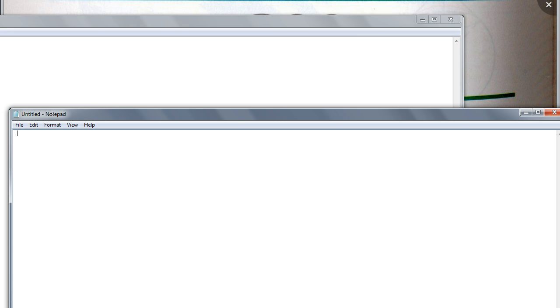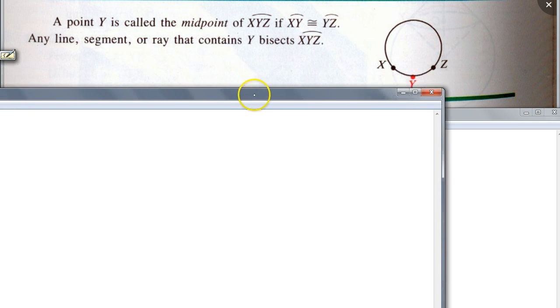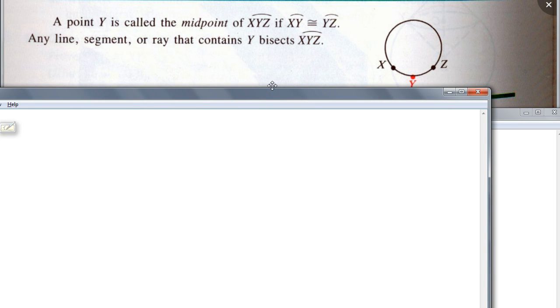Yeah, that point divides the segment into two congruent segments, right? Josh, what do you think a midpoint of an arc will be? Divided into two congruent arcs, so very similar to that. So here is the definition of midpoint of an arc. It says point Y is called the midpoint of arc XYZ if, as we said before, these two arcs are congruent. Is that okay? Very simple.